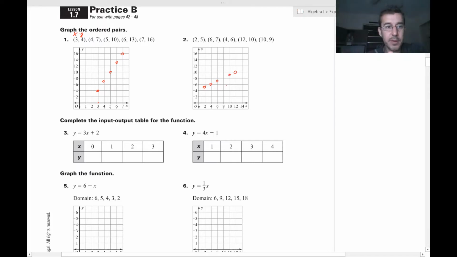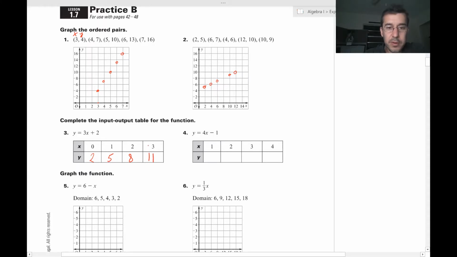Okay. Number 3, complete the input-output table for the function y equals 3x plus 2. When x is 0, 3 times 0 is 0 plus 2 is 2. When x is 1, 3 times 1 is 3 plus 2 is 5. When x is 2, 3 times 2 is 6 plus 2 is 8. When x is 3, 3 times 3 is 9 plus 2 is 11.